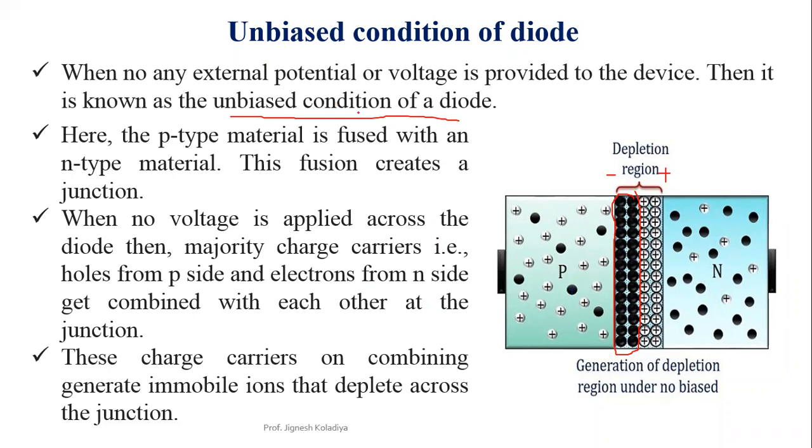Here p-type material is fused with an n-type material, and this fusion creates the junction. Due to the diffusion process, electrons are moving from n to p region, and it will create the depletion region of this width. So when no voltage is applied across the diode, then majority charge carriers, that is holes from p side and electrons from n side, combine with each other at the junction, and these charge carriers on combining generate immobile ions. As I told you, these all are the immobile ions that deplete across the junction.